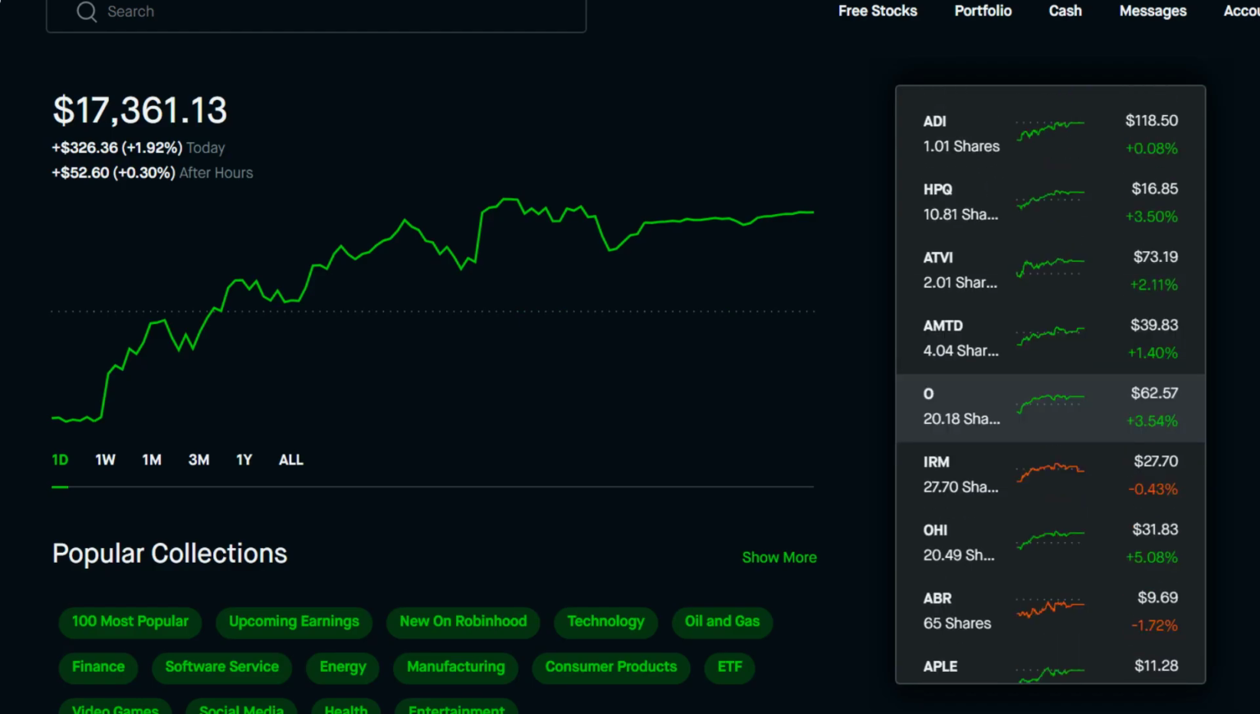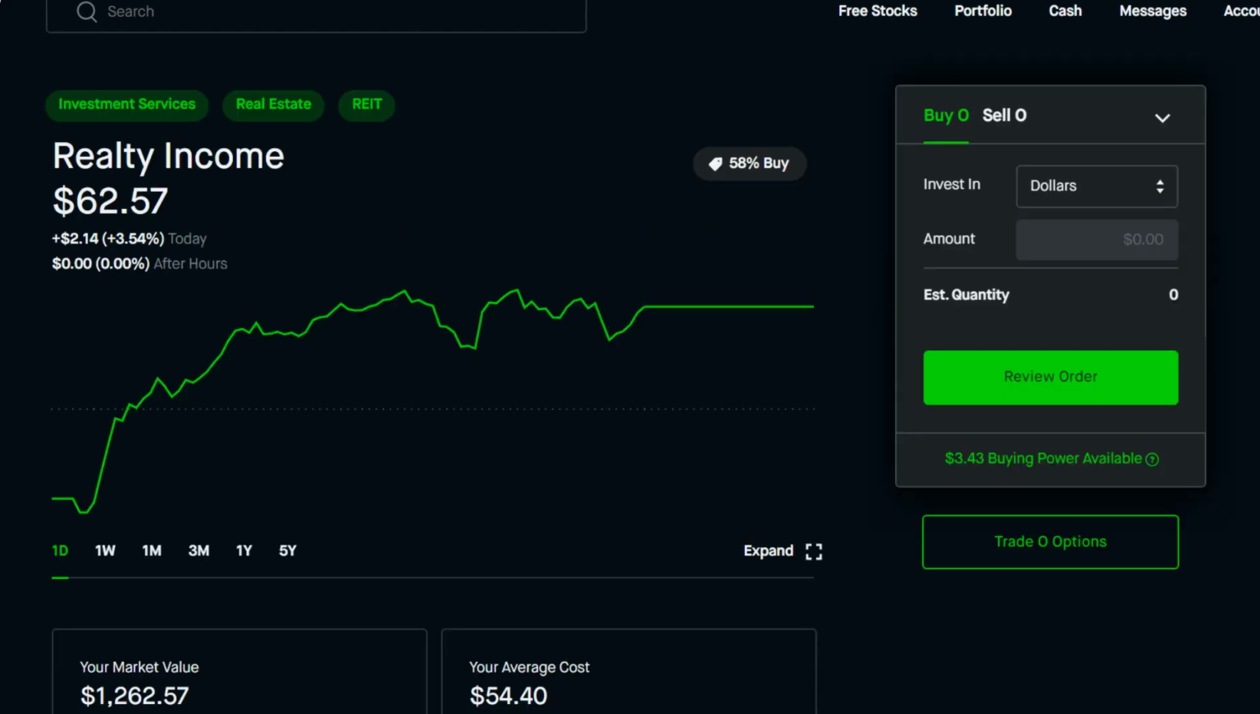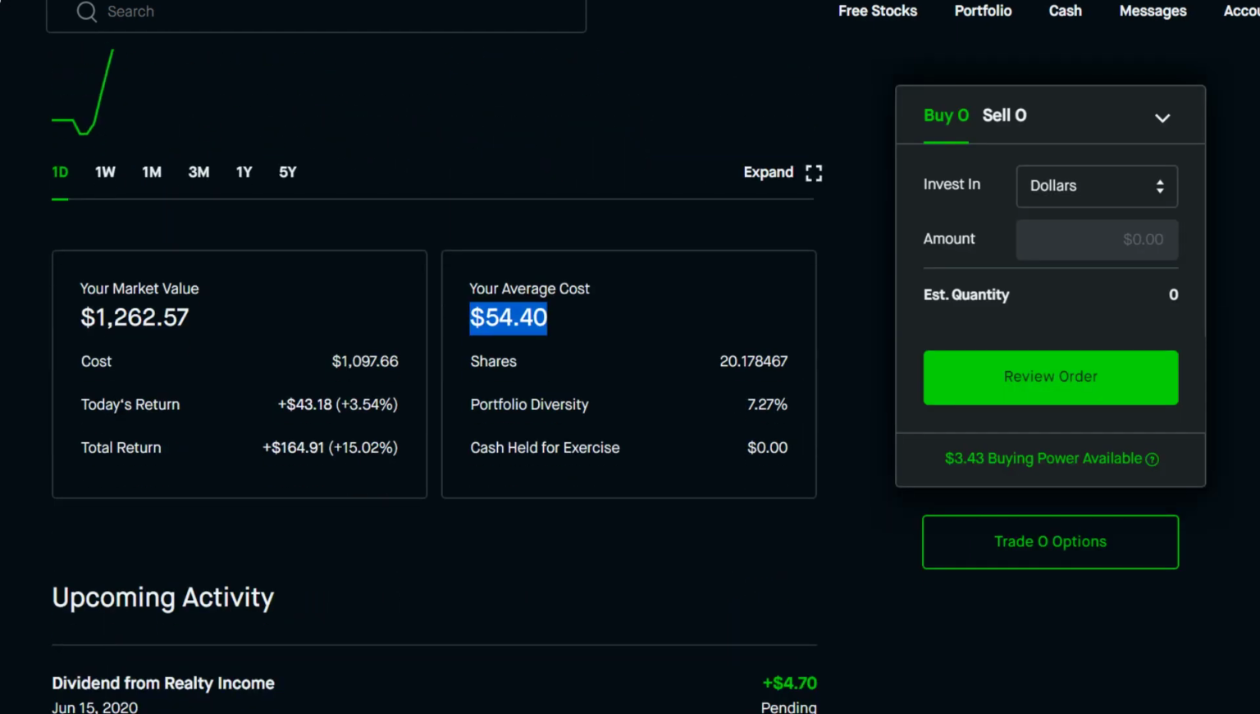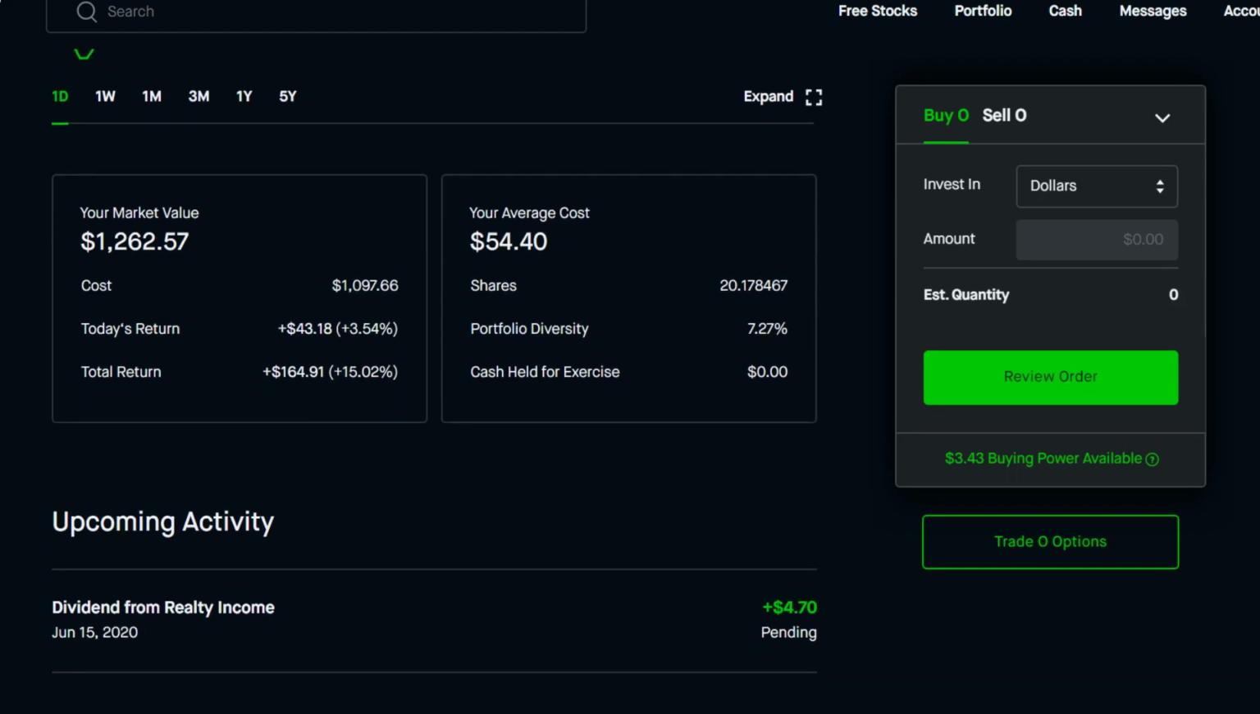Following them, we get into the real estate investment trusts. My favorite one here being obviously the lead off in Realty Income, $54.40 per share, 20.178 shares. A lot of those partial shares are purchased based off of dividends. 7.82% of the portfolio, up $164.91 or 15%, but with dividends, that percentage gain is a lot higher.